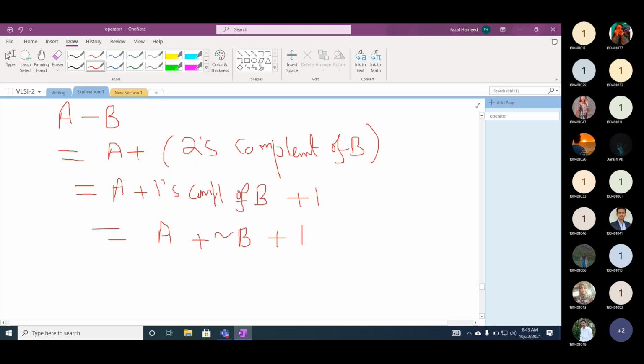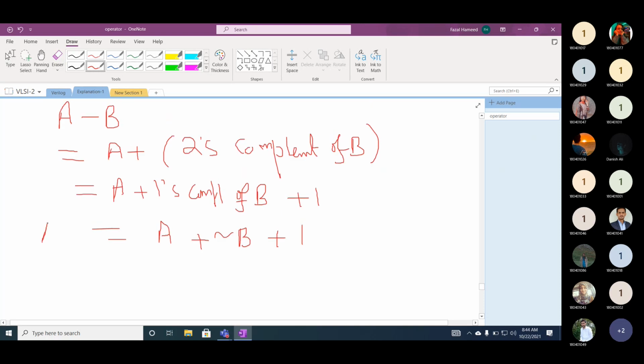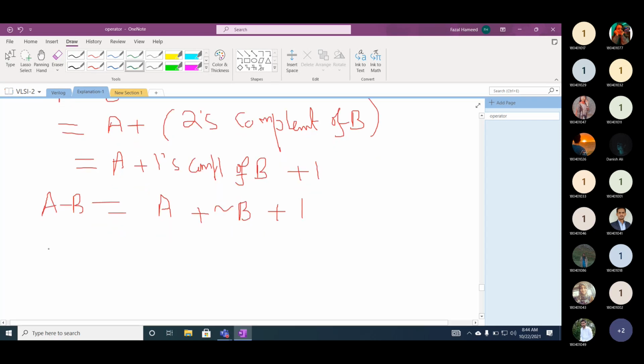Am I right or not? Now, this is one expression. Now we want to estimate A minus B. If you want to calculate A plus B, then A plus B is actually equal to A plus B.